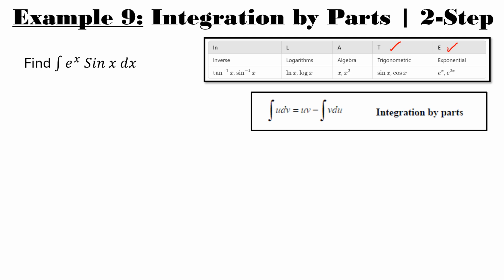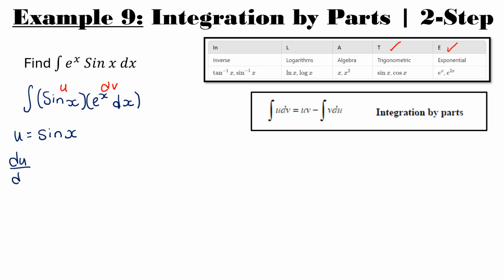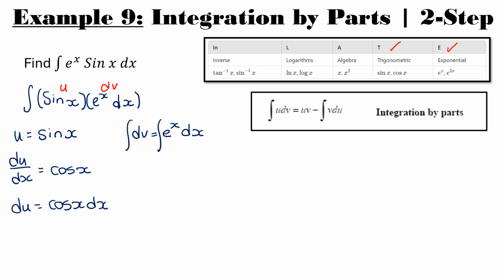So the first thing we need to make sure is that we're in the right order. We aren't, so we're going to change this to the sine of x times e to the power of x dx, and that is going to be my u, and this is going to be my dv. So u is sine x, du dx. When we differentiate this, we get cos x, and du gives me cos x dx. My dv is equal to e to the power of x dx. So we're integrating both sides. V equals e to the power of x.